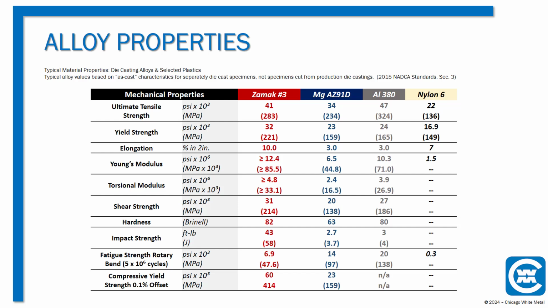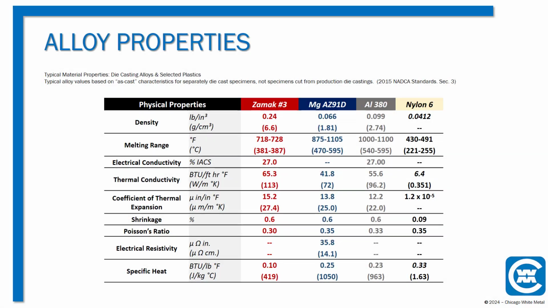So they're all referenced on here. We have nylon 6 as a comparison, just to show you, when you're looking at a plastic material, how the alloys for die casting compare. And the second page is just the other breakdown of that. So again, we're happy to give you any technical information that you need. We have some contact information at the end of the presentation that you can reach out to. We'll get you whatever you need.